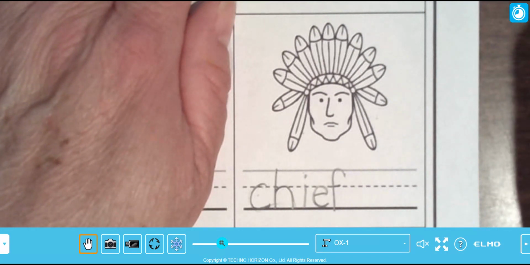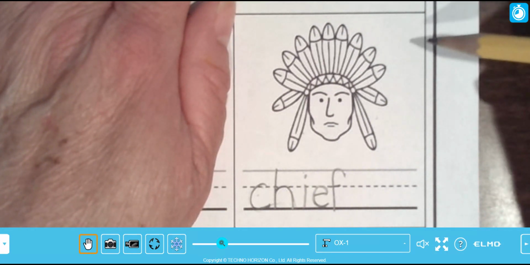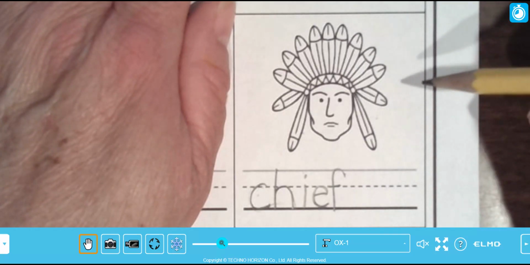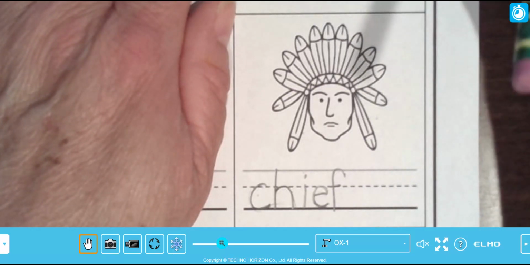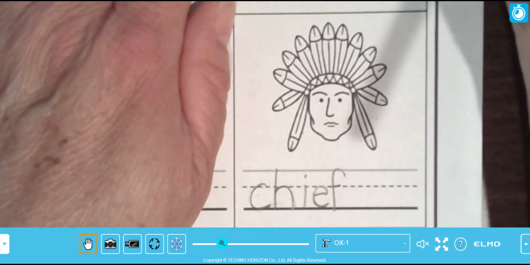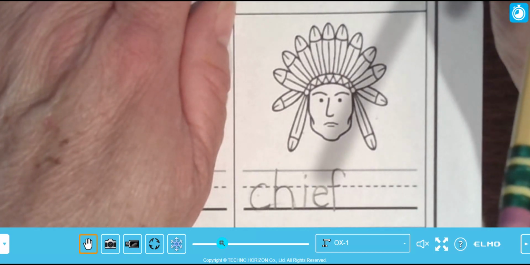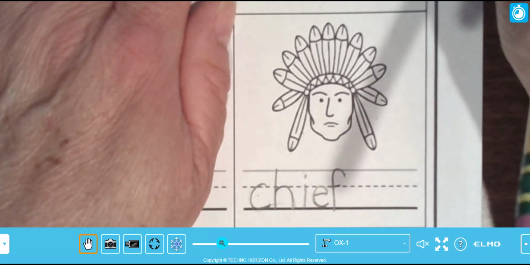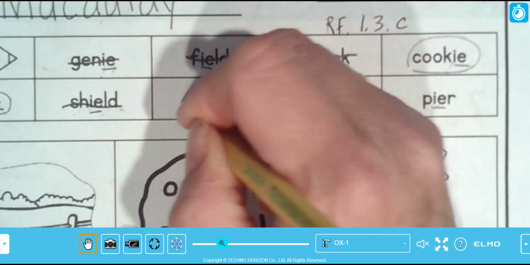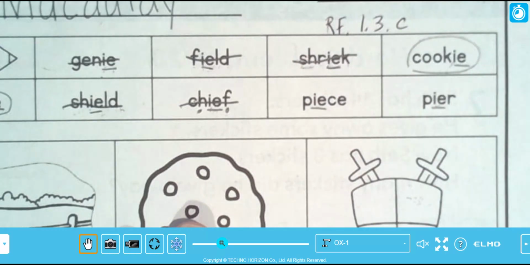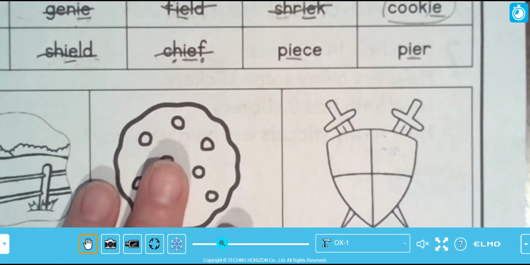Okay, maybe not the Indian chief, but the chief led his warriors into battle. Is that better? Led his warriors into battle. Okay. And warriors are like soldiers. Okay. So let's cross off the word chief. And let's do this one right here.